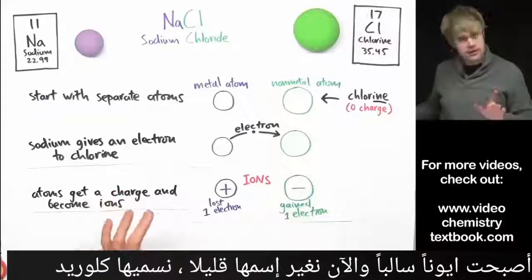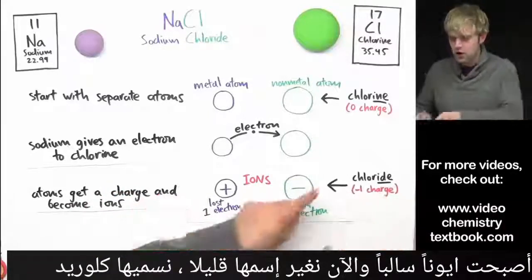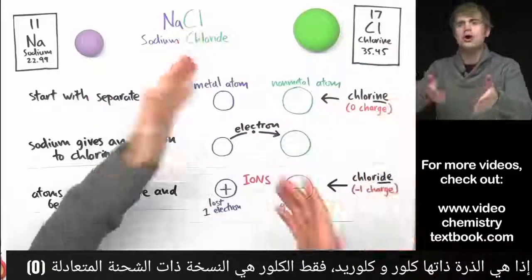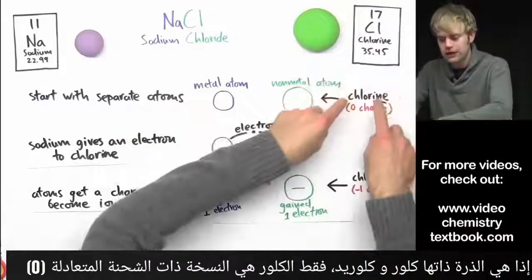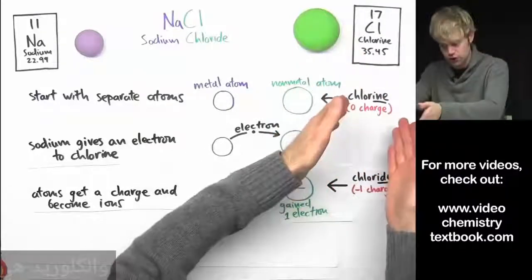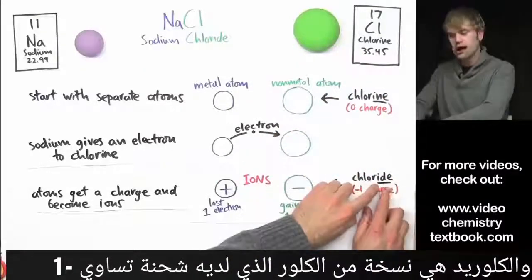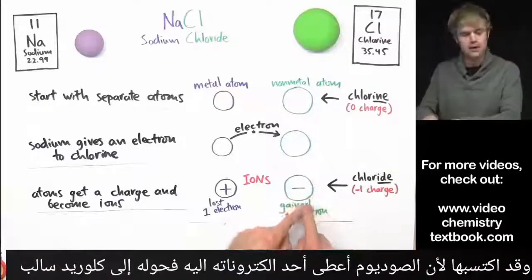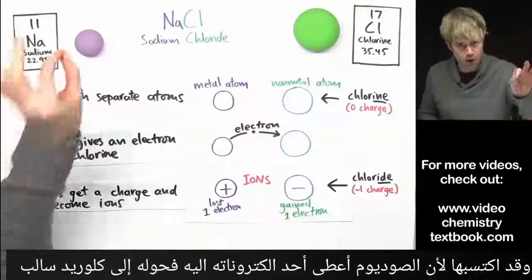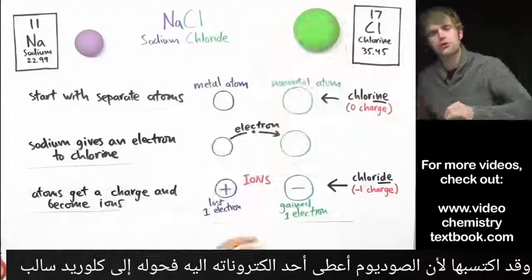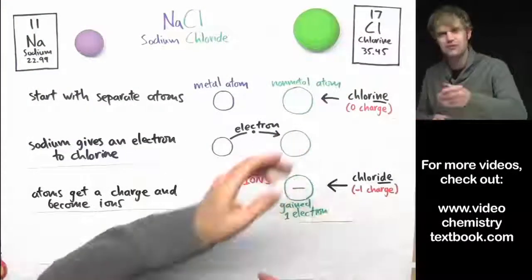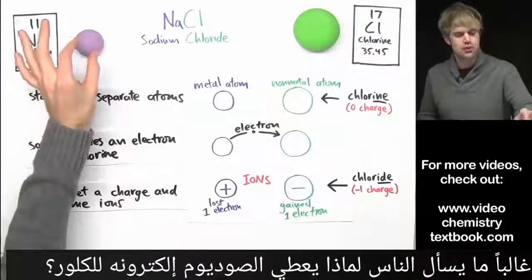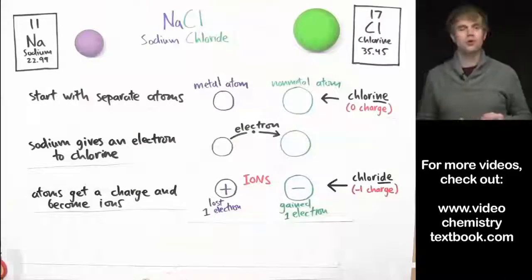And now we change its name just a little bit. We call it chloride. So it's the same atom. Chlorine and chloride, they're the same atom. It's just chlorine is the version of chlorine with a neutral charge, 0 charge, and chloride is the version of chlorine that just has a 1- charge. And it got that 1- charge because sodium gave one of its electrons to chlorine, turning it into the negative chloride. Now people often ask, why does sodium give its electron to chlorine?